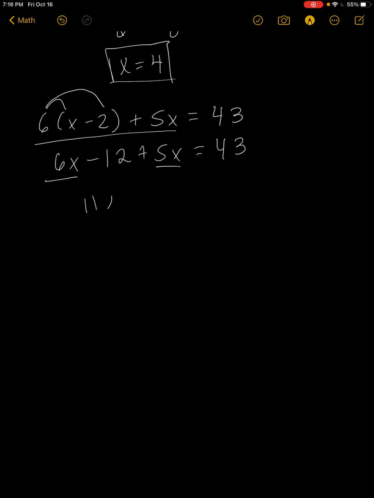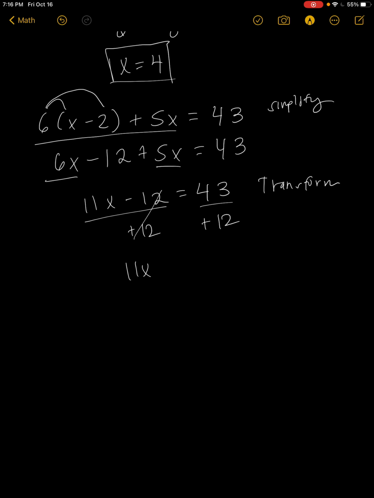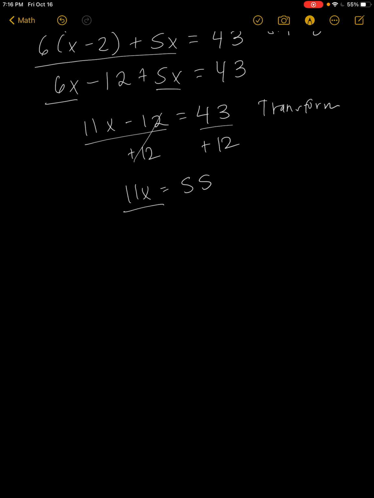I can add my like terms. Now I can transform, right? This is simplified as much as I can go. This is already simplified. Now let's transform. Right, so I simplified. So I'm going to add 12. Divide both sides by 11. Gives me 1 and 5.